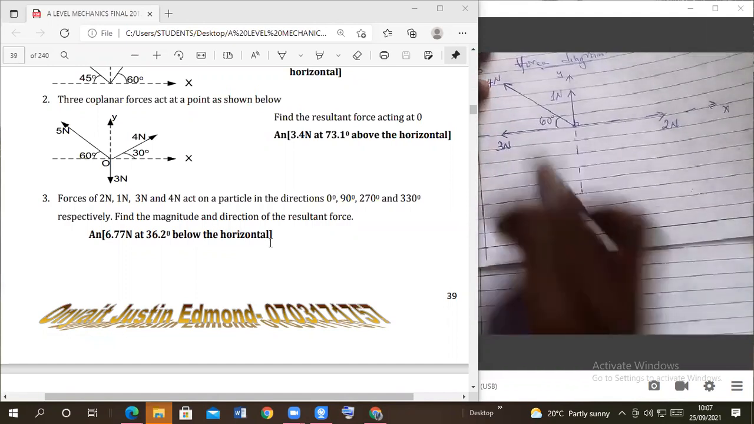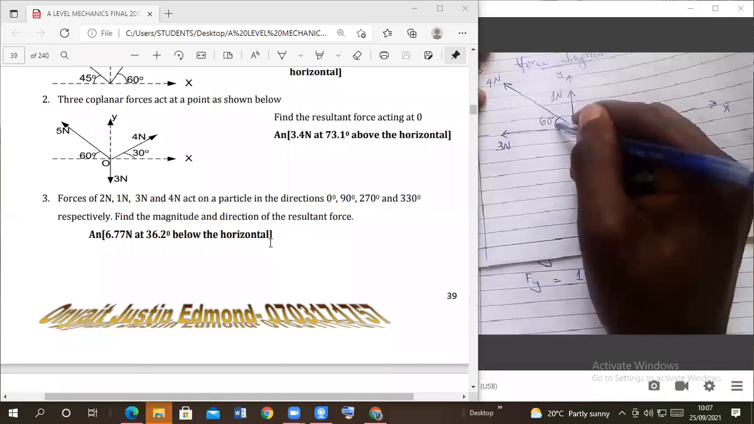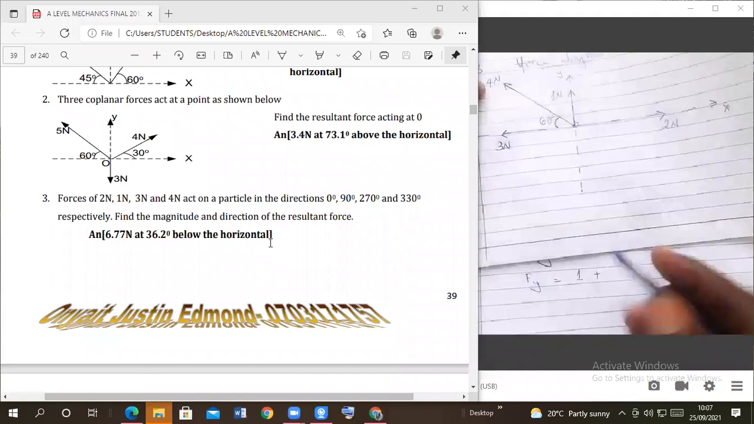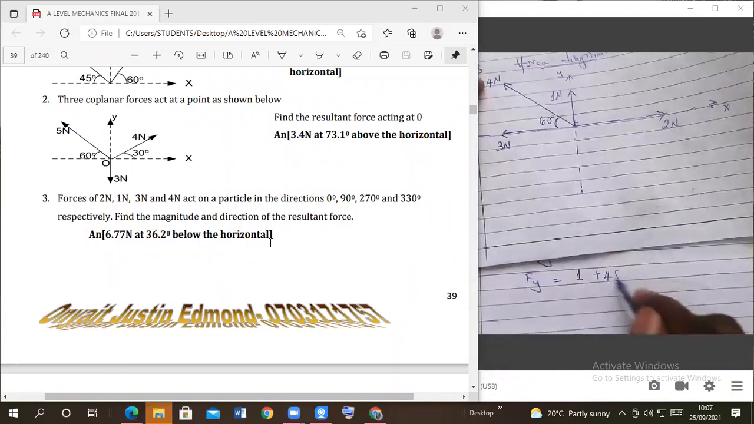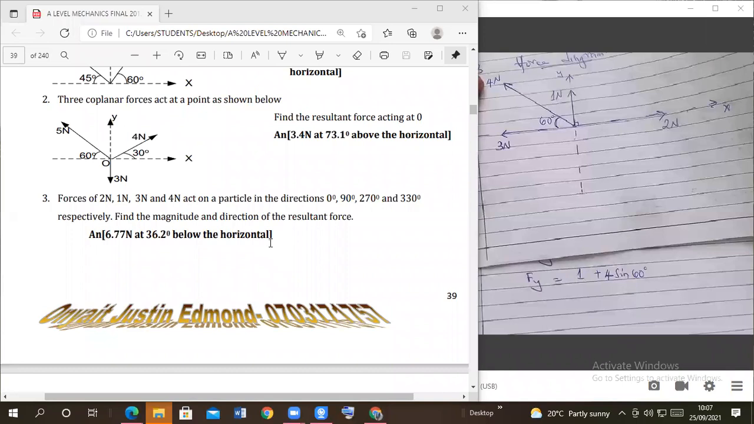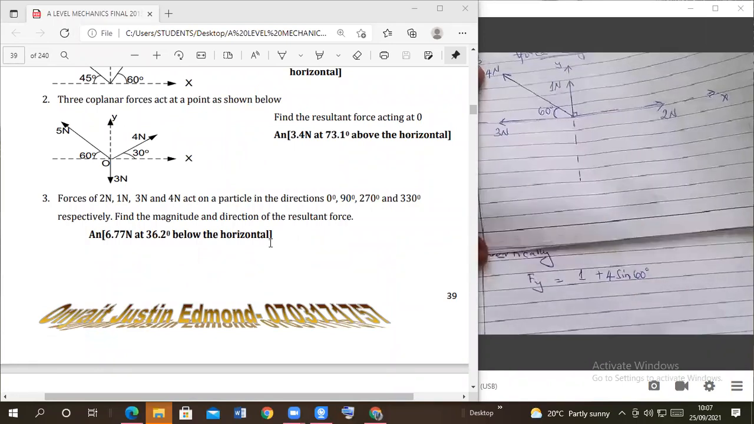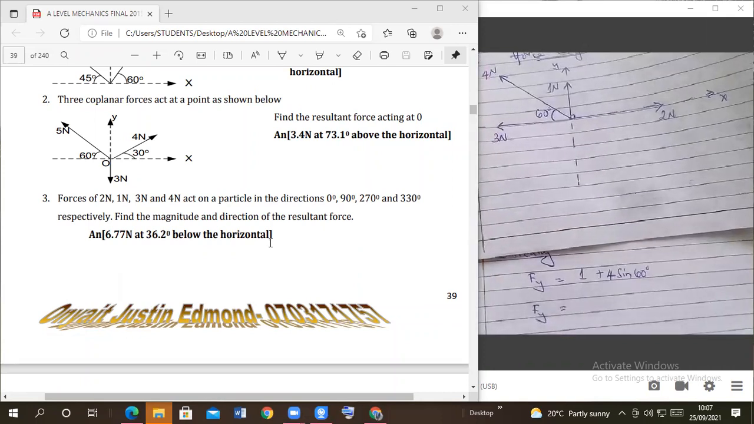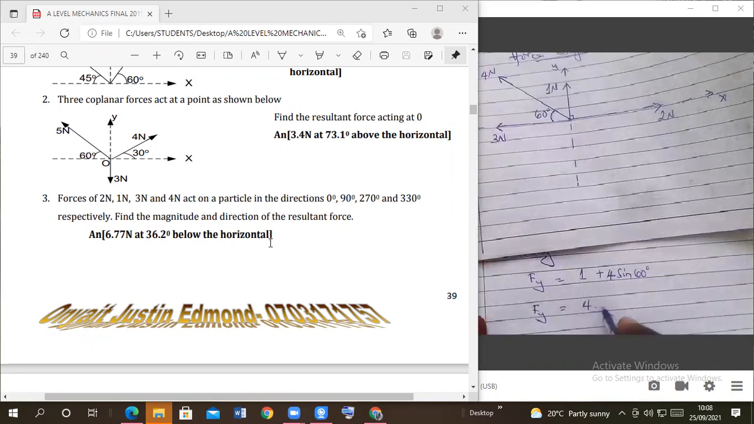It's acting to the vertical, which means the angle is here to the horizontal, which means it must be sine. So plus, because it's still on the positive side of y. So 4 sine of 60 degrees. Is there any that we have left out? That's the one. So our Fy is equal to 1 plus 4 sine of 60. What do you get? You get 4.4641 Newton.